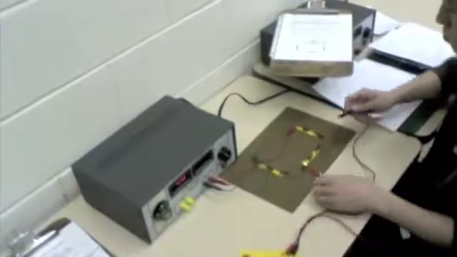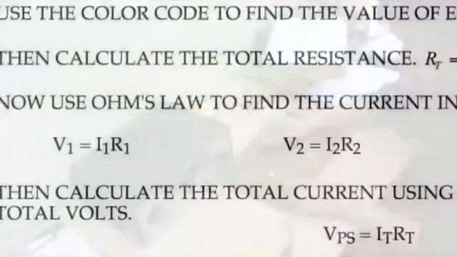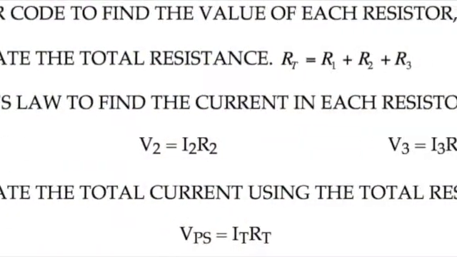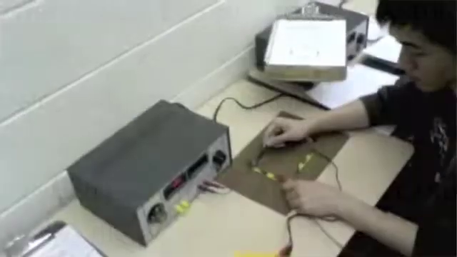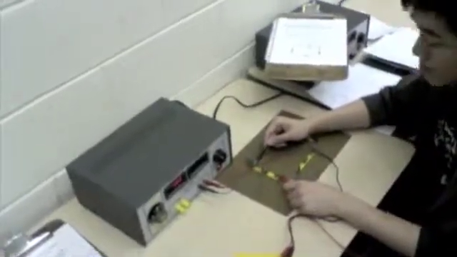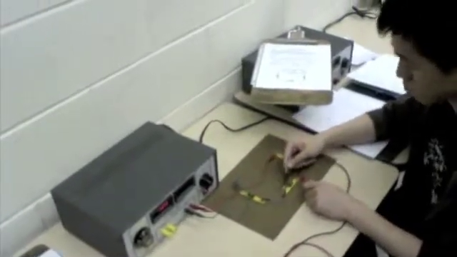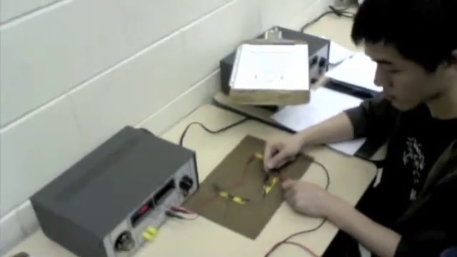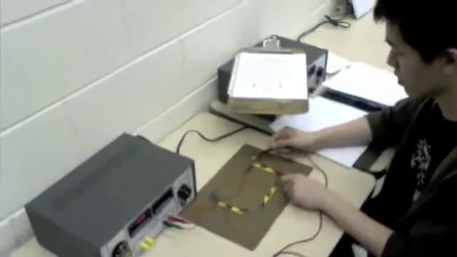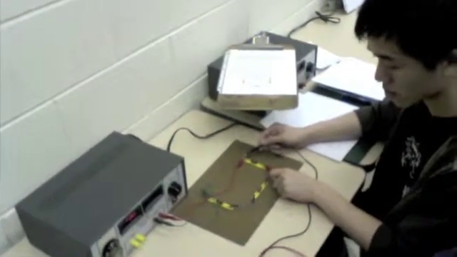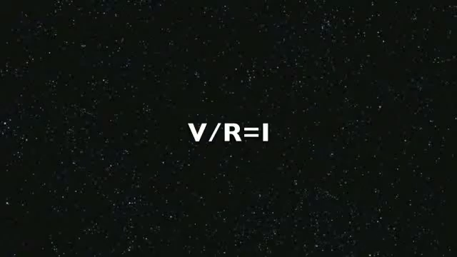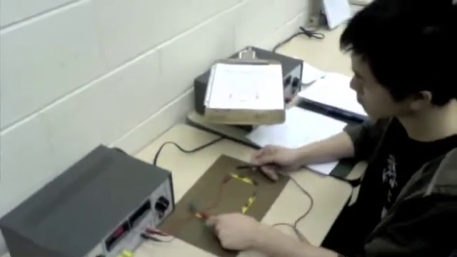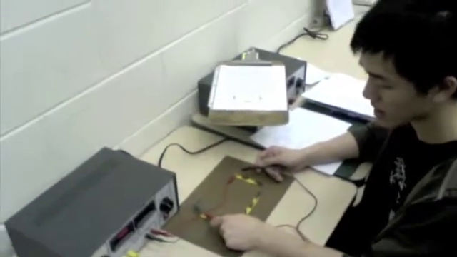Next, we used the color code to find the value of each resistor and calculated the total resistance by adding all the numbers together. Then we used Ohm's law to find the voltage by multiplying the resistance and the current. Then we used Ohm's law to find the current by putting voltage over the resistance for each resistor. And we concluded that in a series circuit, the current is constant across each unit.